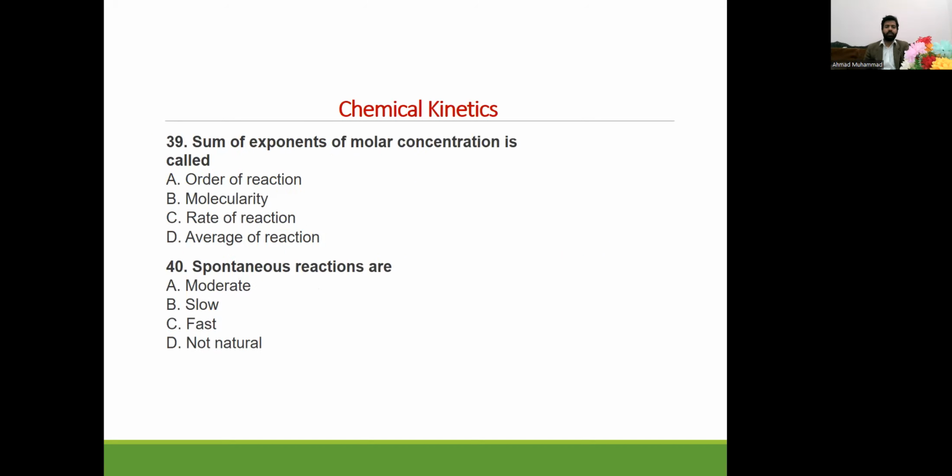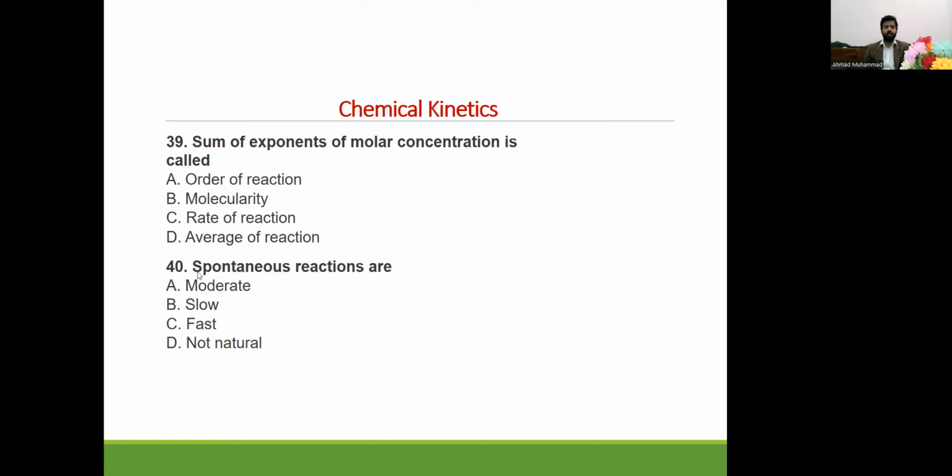The sum of exponents of molecular concentration is called the zero order of reaction, molecularity of reaction, rate of reaction, or average of the reaction. So the right option from these is A, order of reaction. The sum of exponents of molar concentration is also called the order of reaction.